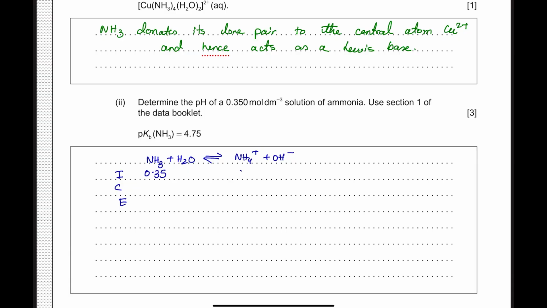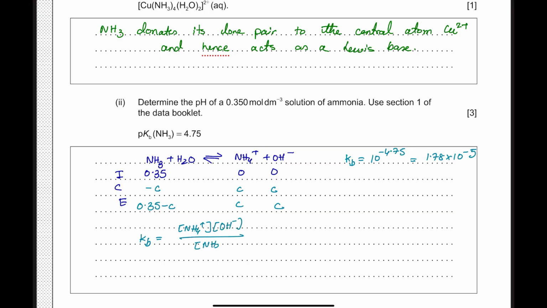So I'll assume C concentration of NH3 got reacted, while C concentration of NH4+ and C concentration of OH- got produced. At equilibrium, these are your respective concentrations, right? So you know the value of pKb. So Kb is 10 to the power minus 4.75, which is 1.78 times 10 to the power minus 5. Now Kb would be NH4+ ion concentration times OH- concentration divided by NH3 concentration.